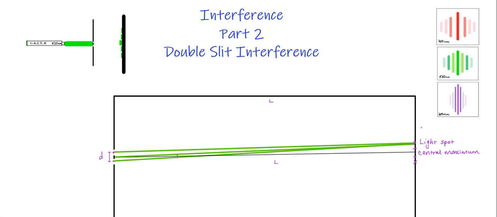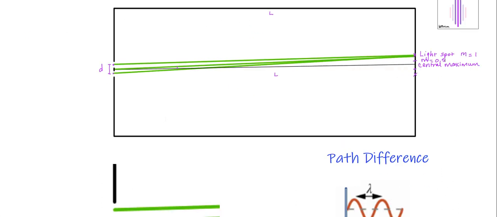Now we describe the light spots in numerical order. So this one would be what we refer to as m equals 1, just to represent a number for the first light spot. The first dark spot might be m equals 0.5, and the negative values would be below the central maximum. So what I've done here is I've drawn an angle or a line in here that bisects the angle formed on the wall between the two rays that come from each of the wavelets that are propagating through the distances. And now we're going to talk about the primary reason for why the interference happens.